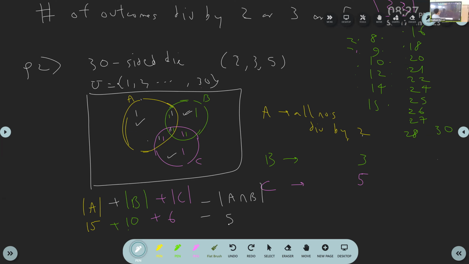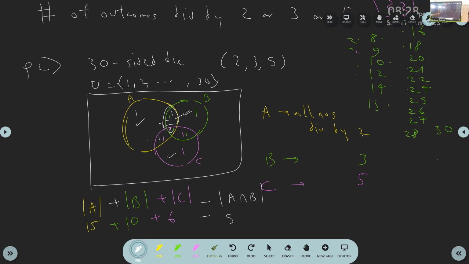I'll write minus 1. Now if you see this region, what is the total count of this region now? 1. We added once and subtracted once. So this region is now correctly accounted for. We have to do the same for other regions also. So what should I do next now?